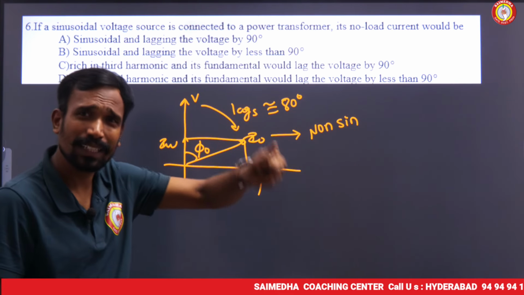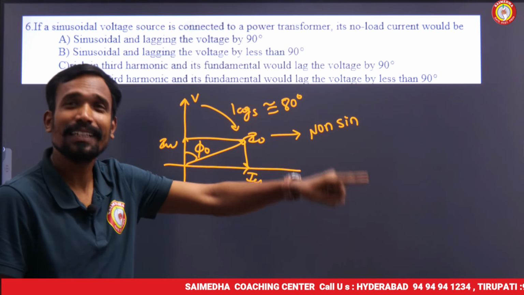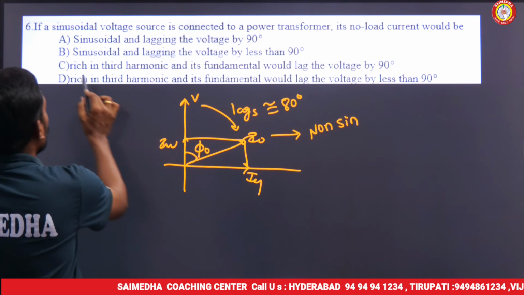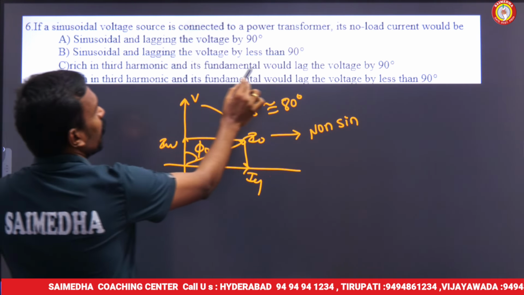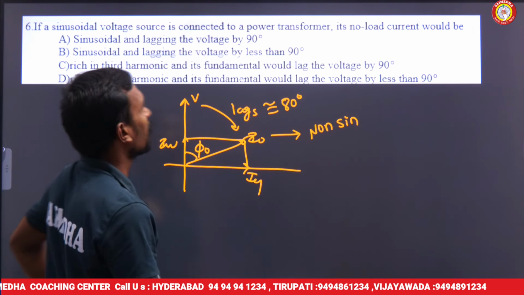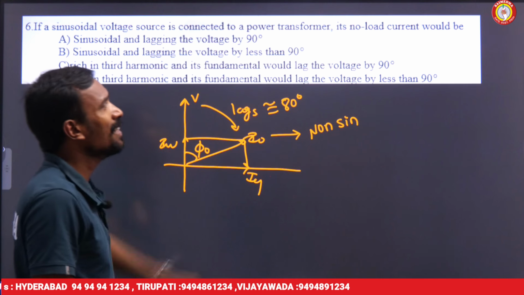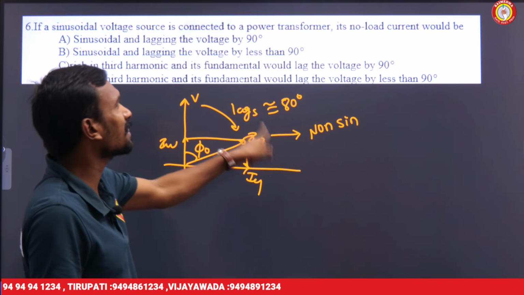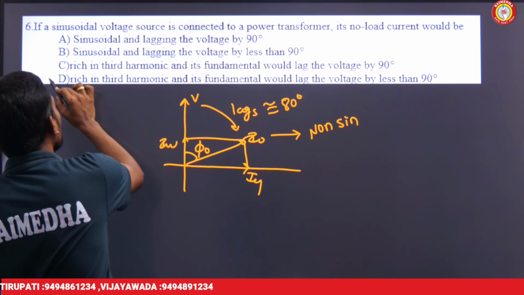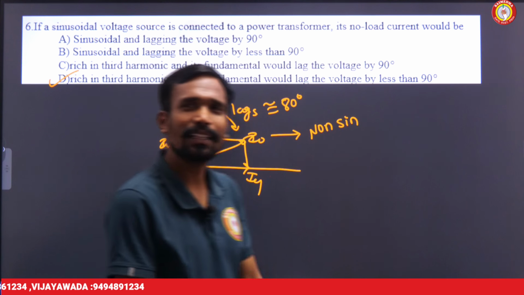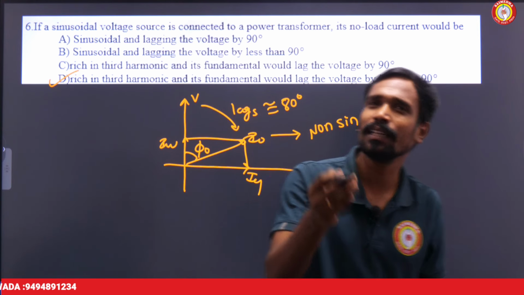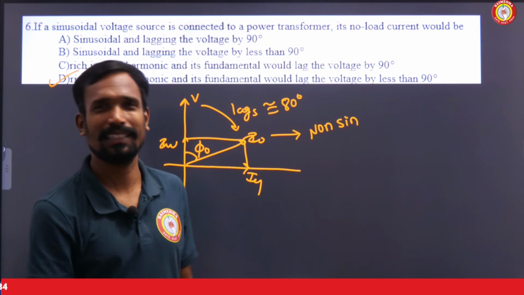the no-load current is rich in third harmonic. What is that? Rich in third harmonic, and the fundamental would lag the voltage by 90 degrees. Rich in third harmonic, and the fundamental lags the voltage by less than 90 degrees. This is rich in third harmonic and lags the voltage nearly 90 degrees, not equal to 90 degrees.